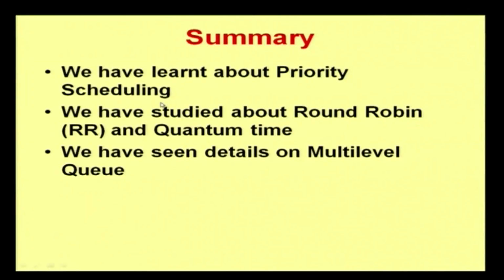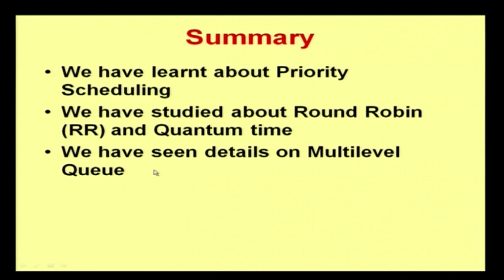Now let us summarize this session. We have learnt about the priority scheduling algorithm, and we have also studied the round robin algorithm and the quantum time required for its usage. We have seen certain details on the multi-level queuing algorithm. We have also seen the two types of ready multi-level queues: the foreground multi-level queue and the background multi-level queue.